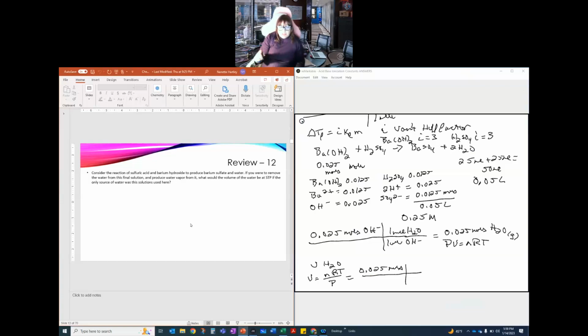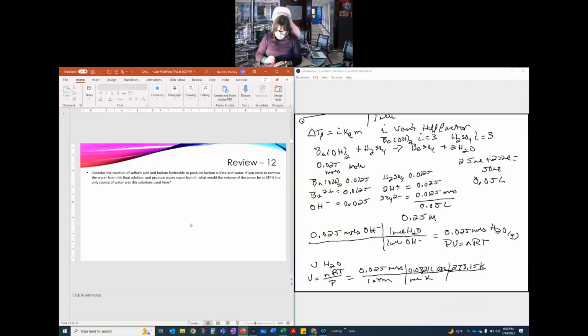Now, n is that number that I just calculated, that 0.025 moles. I'm going to divide that by the standard pressure, which is 1 atmosphere. You are expected to know that. The standard, or the R, is 0.0821 liters atmospheres per mole Kelvin. And then the temperature, standard temperature, is 273.15 Kelvin. Okay. You need to know that for gases, that's STP, 273.15 and 1 atmosphere. We will talk about different things later, okay? But remember that that's what it is for gases.